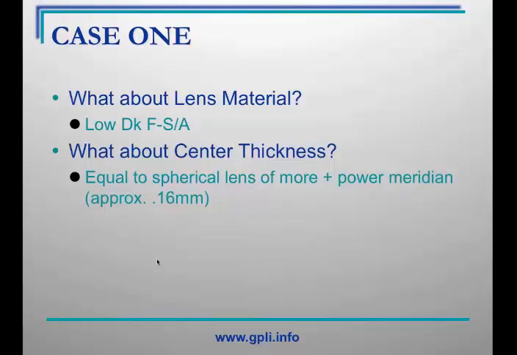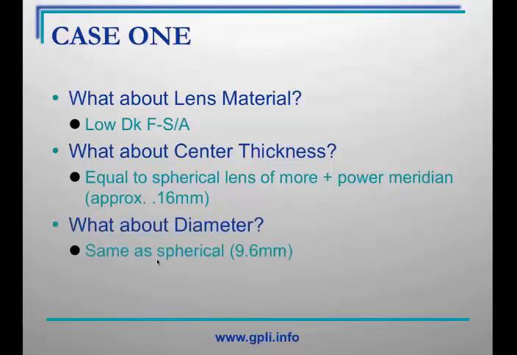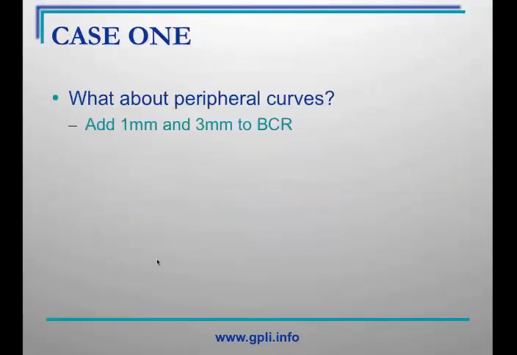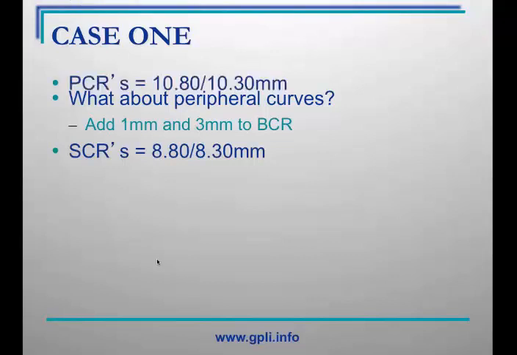What about diameter? Again, if your favorite diameter is 9.6, that would likely work very well with this patient. What about peripheral curves? Again, you can add 1 millimeter and 3 millimeters to the base curve radius. So if the base curve radii are approximately 7.8 and 7.3, the secondary curves are going to be 8.8 and 8.3, and the peripheral curve radii are going to be 10.8 and 10.3.